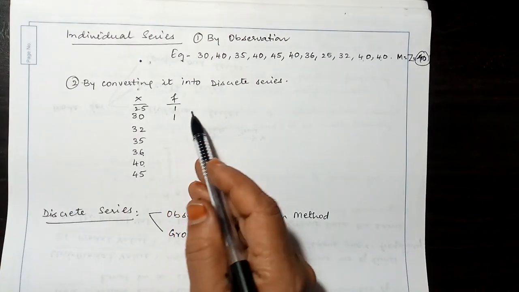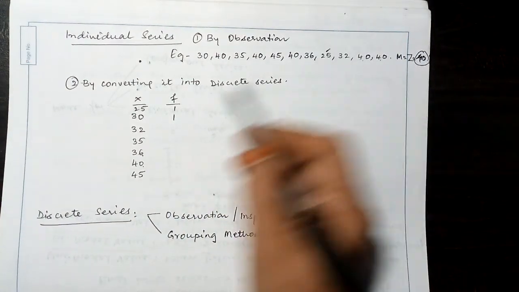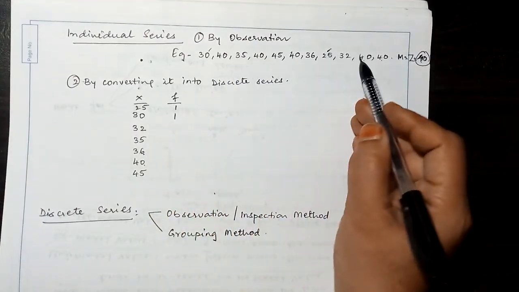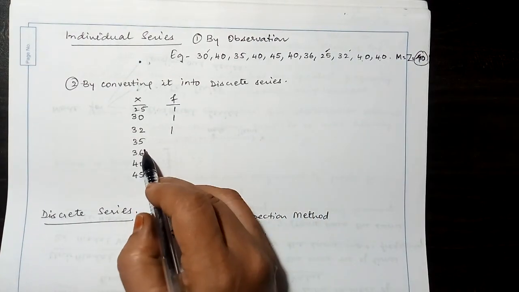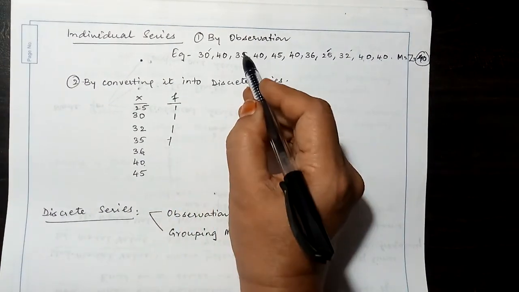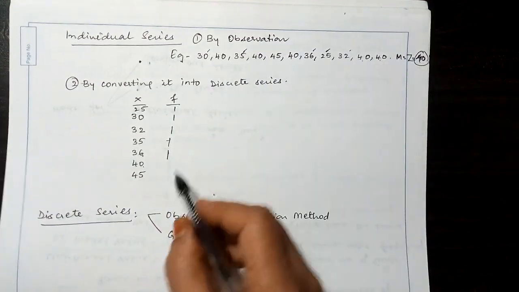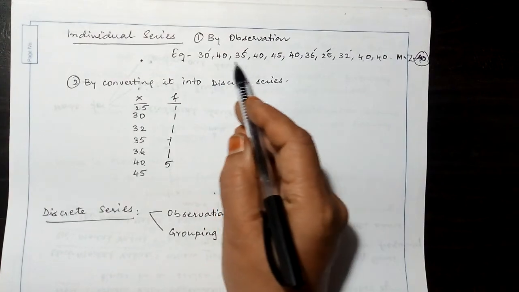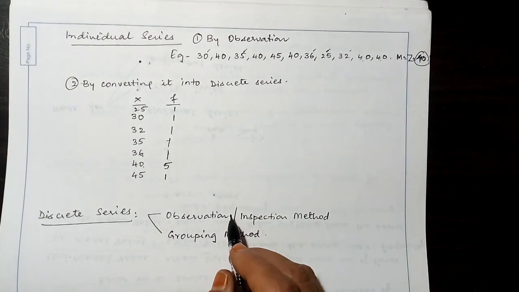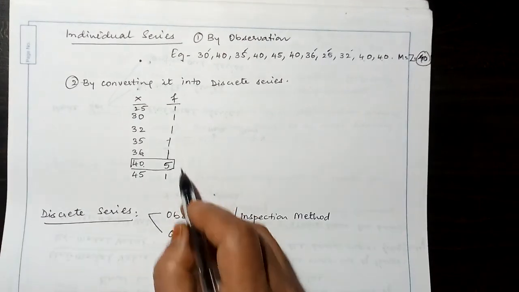Now let us see what is the frequency, or number of times, these observations occur. 25 occurs only once, and then 30 also occurs only once. Then we have 32, which is also occurring only once. 35 occurs only once. Then 36 occurs only once. Then 40 occurs 5 times, as we just counted. And then 45 occurs only once. So that is the discrete series that shows us that 40 occurs the most number of times, and hence our mode is 40.